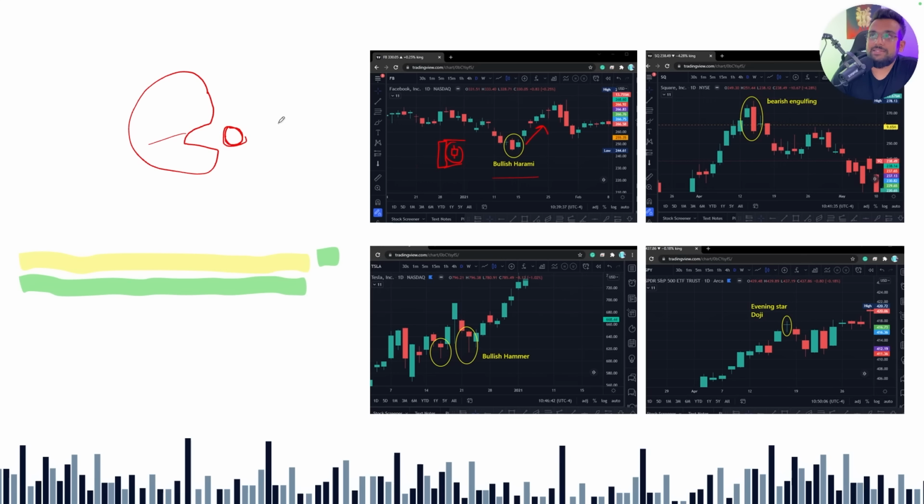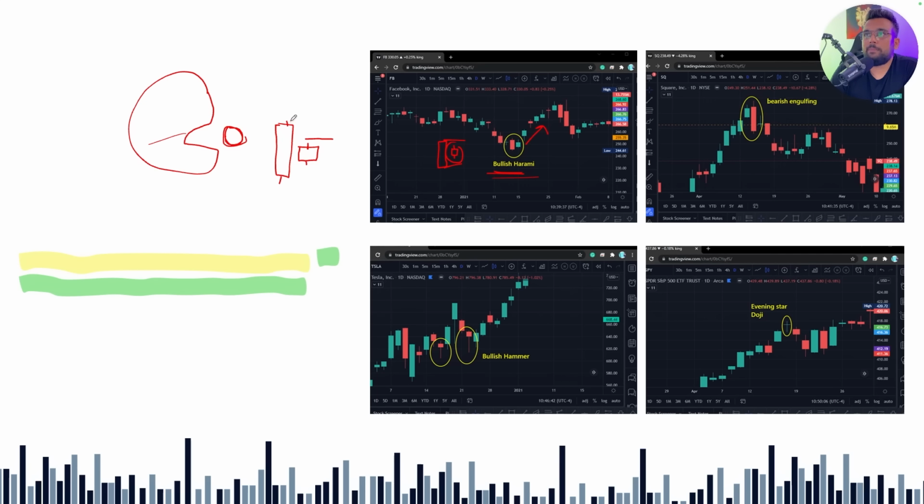Now, how to buy this? This is how I do it. This is, again, educational purposes only. This is what I do. It works for me. I'm just sharing my stuff, my opinions. This is a bullish harami candle. But how do I buy it? If the next day the market opens, I will buy right above.